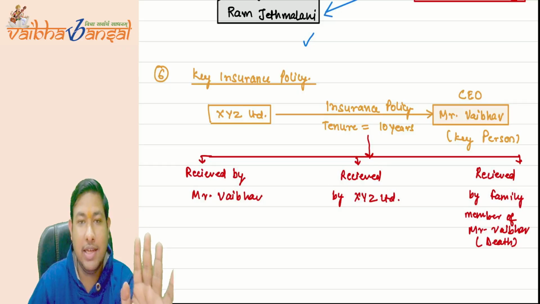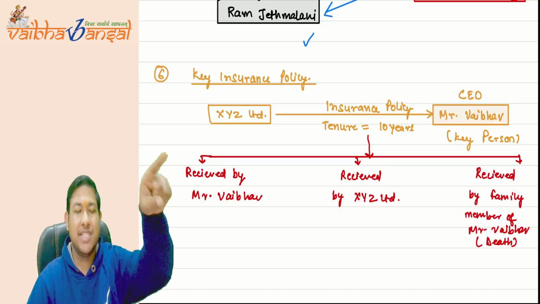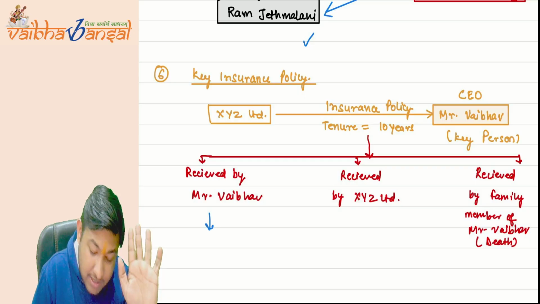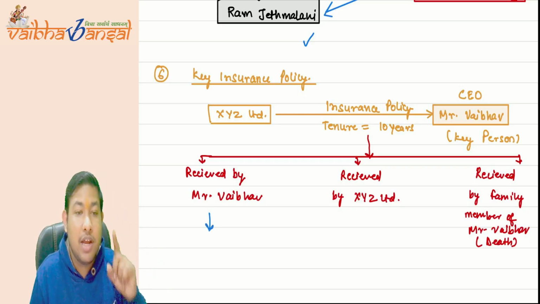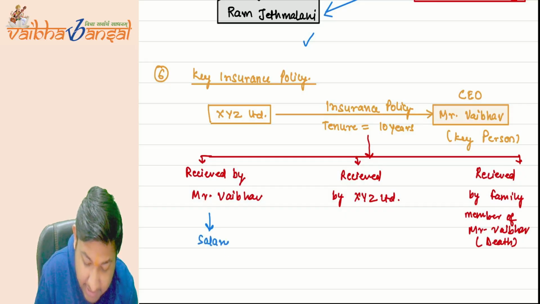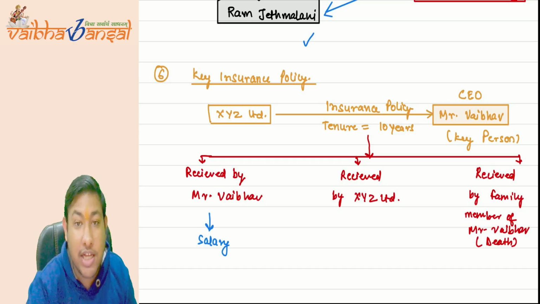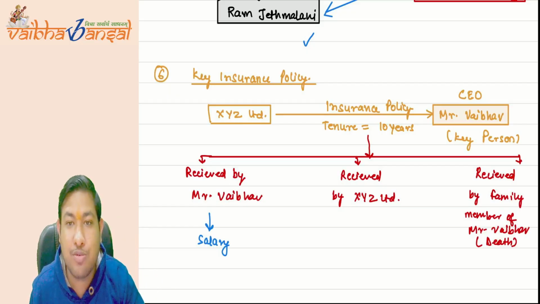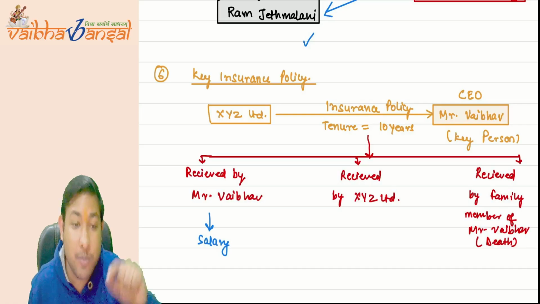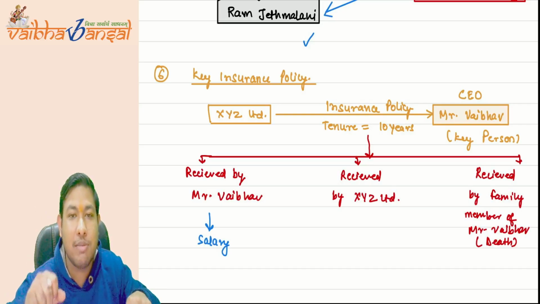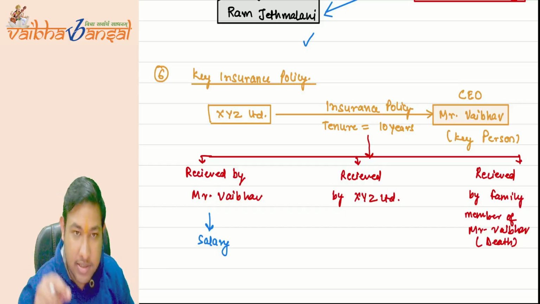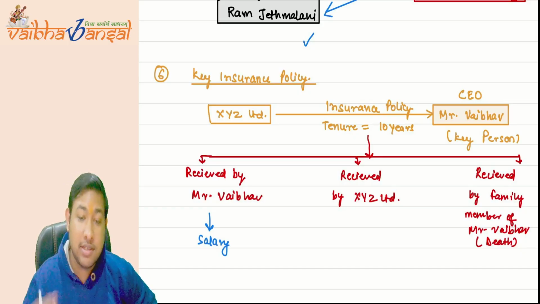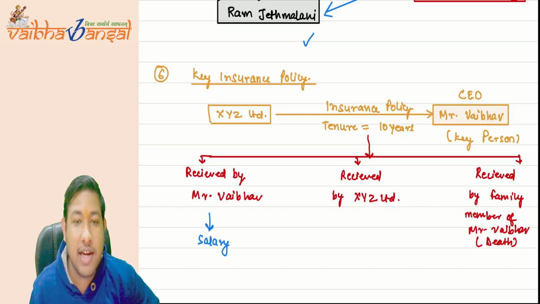After the tenure of 10 years, the insurance policy can be received by Mr. Weber. If Mr. Weber receives that insurance policy, then for Mr. Weber it will come under the head salary, because there is an employer-employee relationship between XYZ Limited and Mr. Weber. So the keyman insurance policy is a perquisite for Mr. Weber, and the salary head comes into play: you have received an insurance policy, so come and pay tax under the head salary.